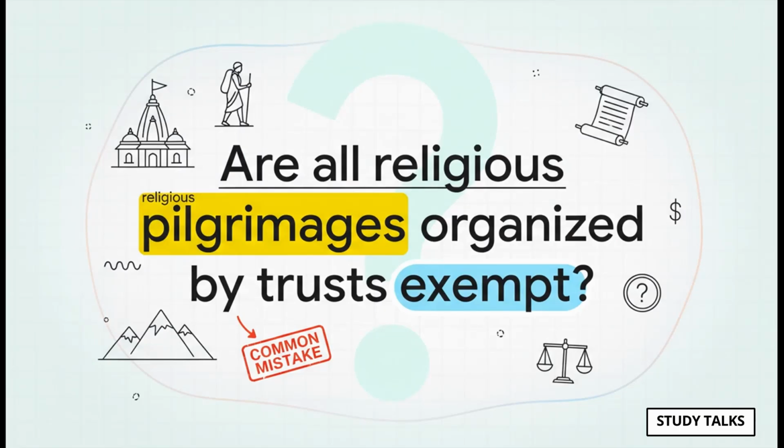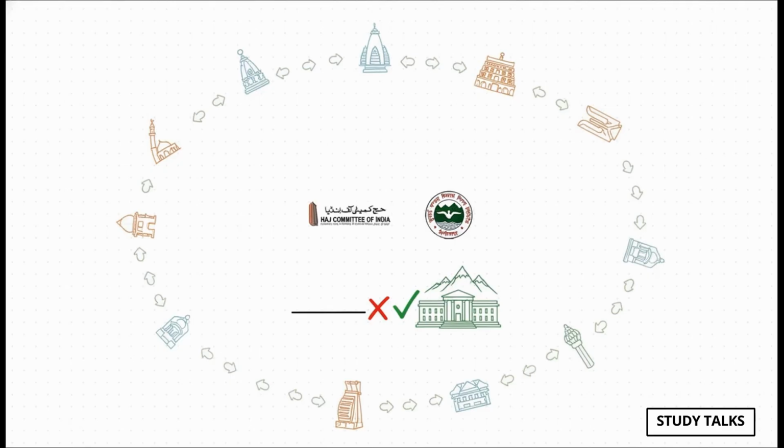So here's a really common assumption students make. A religious trust organizes a religious pilgrimage, a yatra. It feels like it should be exempt, right? I mean, it's a core religious activity. But what does the law actually say about this? Well, the answer is a big, clear no. This is a huge misconception.